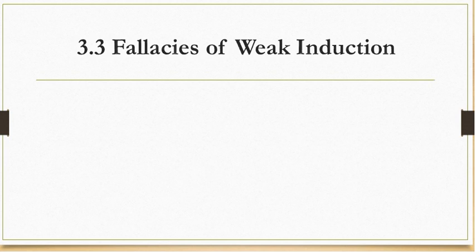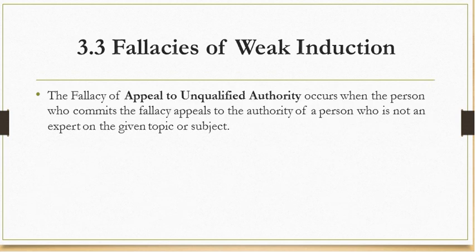Okay, so the first one we have is the fallacy of unqualified authority. This occurs when the person who commits the fallacy appeals to the authority of a person who is not an expert on the given topic or subject. Remember that the fallacy is based on the fact that there is an inductive argument, which is the appeal to authority, argument from authority, I mean.